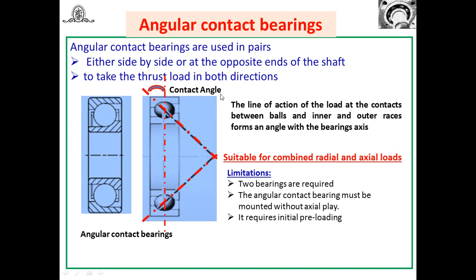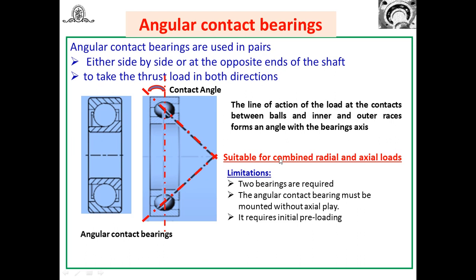And because of this, what is going to happen here? Because of this inclination or contact angle, you will find two components. One is the radial component, and one is the axial component. Therefore, the angular contact bearing can take radial as well as axial load. Therefore, angular contact bearings are used in pairs. While using them, they may be used either side by side or at the opposite ends of the shaft. Side by side means near to each other, or otherwise one bearing at one end and another bearing at the other end. And again here, it takes the thrust load in both directions.